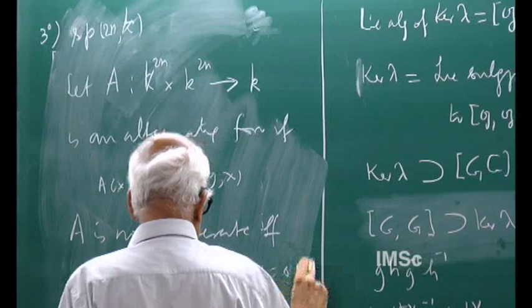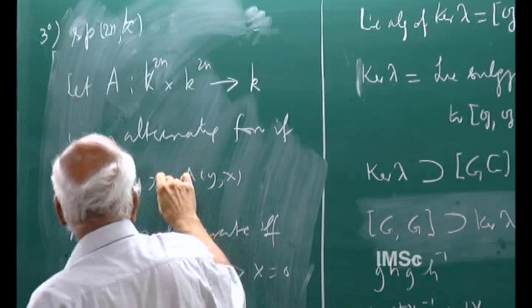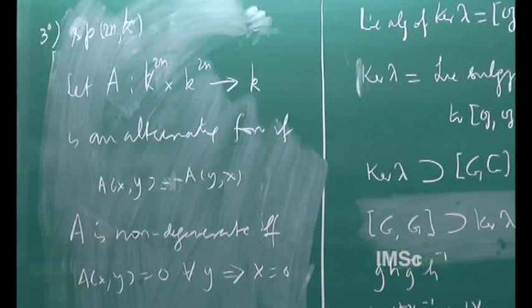Minus. Oh yeah, sorry, I forgot. Minus A(X,Y). A(X,Y) should be minus A(Y,X). If A(X,Y) equals A(Y,X), we call it symmetric. It's an alternating form. So A(X,Y) is 0 for every Y equals.